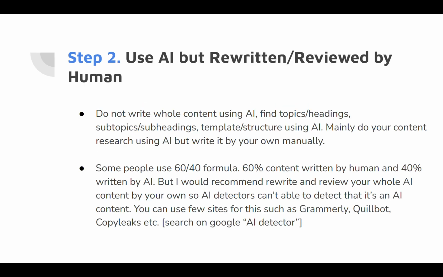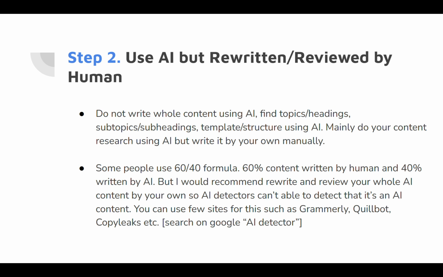Step 2, use AI but have it written and reviewed by a human. If you write content with AI, you have to review it, because AI does not provide 100% accurate content, and sometimes it repeats the same things. It might create low quality content, so you have to review or rewrite it. Do not write the whole content using AI. Find topics, headings, subtopics, subheadings, templates and structure using AI. Mainly do your content research using AI, but write it manually by yourself.